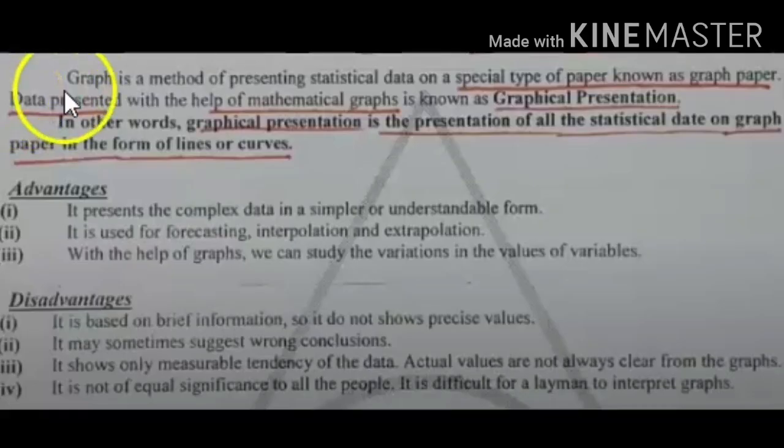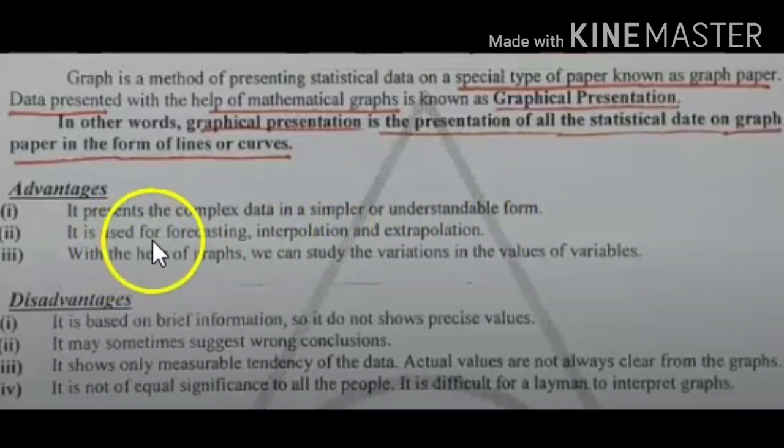Next classification we are going to look at is the graph. A graph is a method of presenting statistical data on a special type of paper known as graph paper. Data represented with the help of a mathematical graph is known as graphical presentation. In other words, graphical presentation is the presentation of statistical data on graph paper in the form of lines or curves. So the advantages are that it presents complex data in a simpler and understandable form.